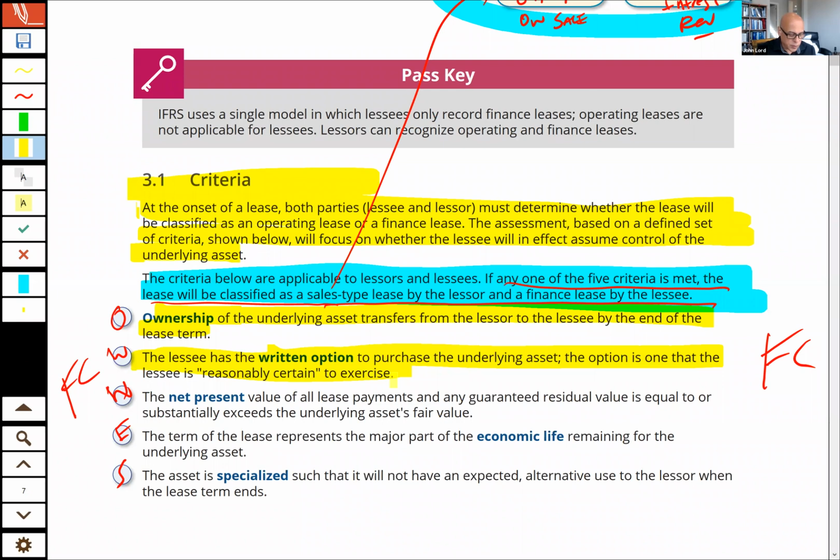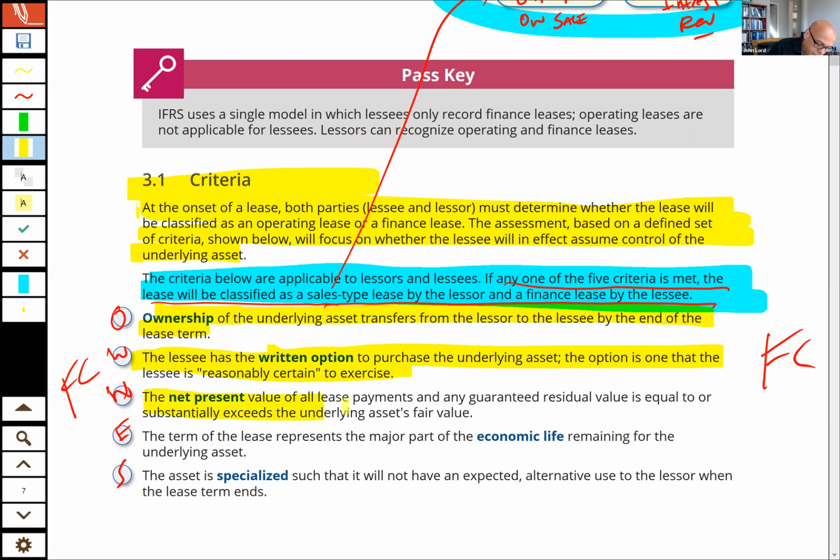So what happens here? Let's say you're leasing a Rolls Royce, a really nice car, a Rolls Bentley, let's say, right? And they say at the end of the lease, at the end of the 3-year lease, you can buy the Rolls for $1. Well, you're going to go ahead and exercise that, right? So if there's something that is compelling to make us believe that you're going to exercise that written purchase option at the end of the lease, then it'll be considered a finance lease.